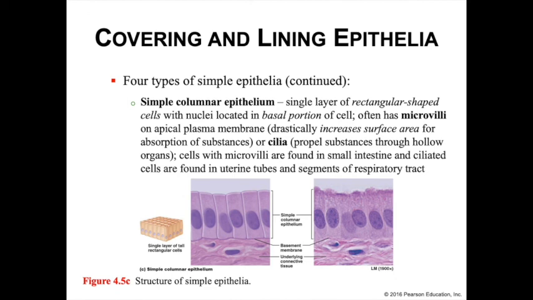Simple columnar epithelium. So these can have microvilli or cilia on them. A lot of times we see microvilli. Microvilli are going to be those little extensions that kind of stick up. They increase the surface area. When we look at the small intestine, we're going to see a ton of simple columnar epithelium, and it's actually used for absorption of nutrients.